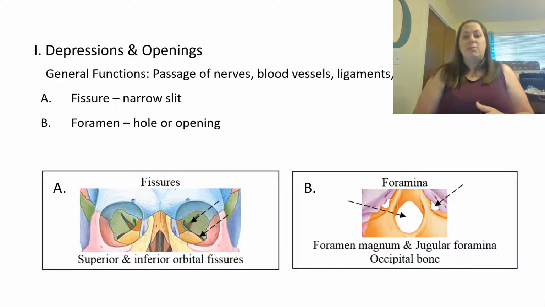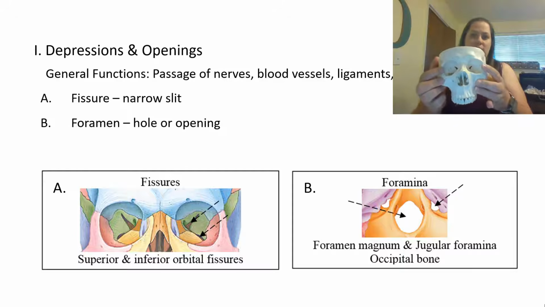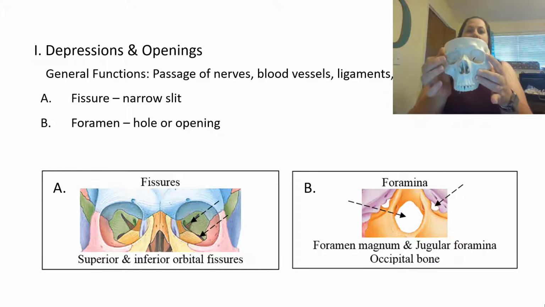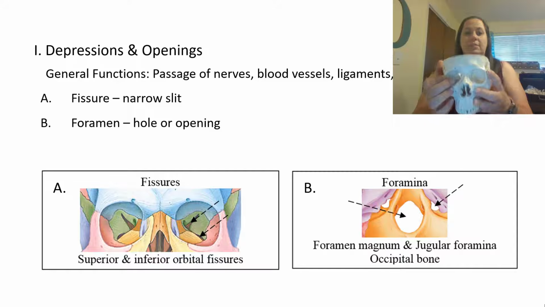Some of the best examples of fissures are going to be your superior and inferior orbital fissures that are in the eye. So if you take a look here, you can see that these fissures located here in the eye are going to be a passageway for blood vessels and nerves. And a fissure is what we call a narrow slit.